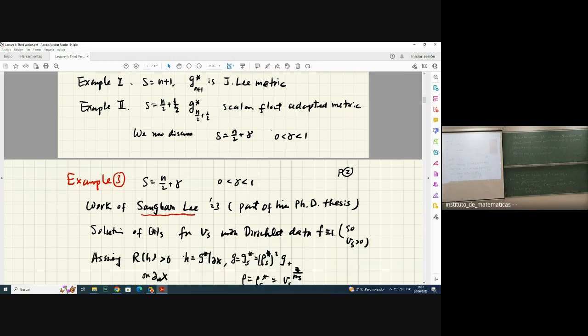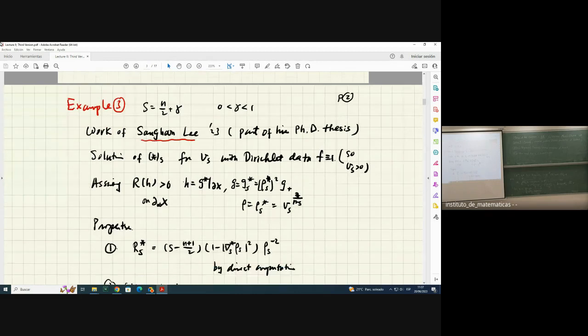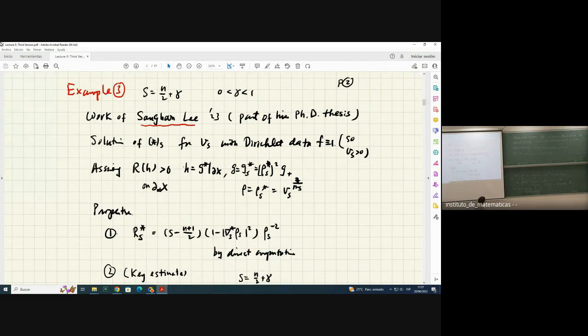Today, I will continue to talk about this scattering adapted metric for other indices. So besides the two examples yesterday, today I will talk about a third example, and that's the case when s is equal to n/2 plus gamma, when gamma is between 0 and 1. In particular, I will report some recent work of San-Ho Lee, who is a PhD student finishing this year.